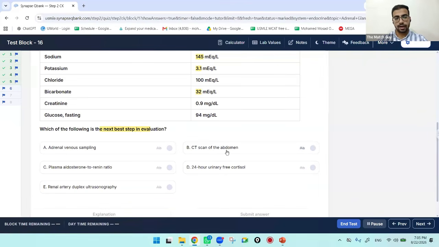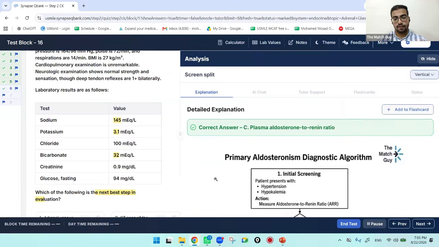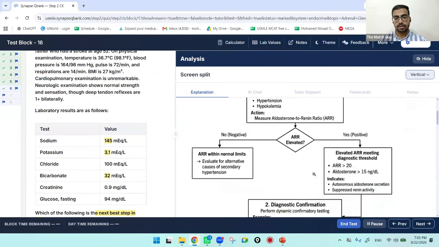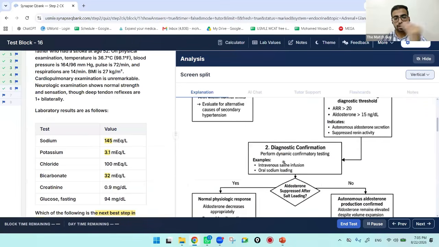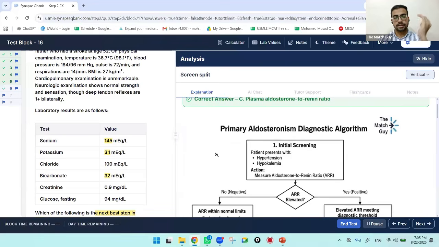People jump to CT scan of the abdomen. They want to go straight ahead to look for the tumor because that's probably the most common cause. But what did we say? Step by step. Yes, perfect. We are going to choose first the plasma aldosterone ratio. First of all, is this hyperaldosteronism associated with an increased ratio or low ratio? And then we can decide on which way we can move down.